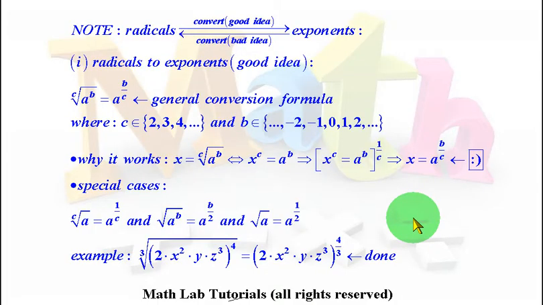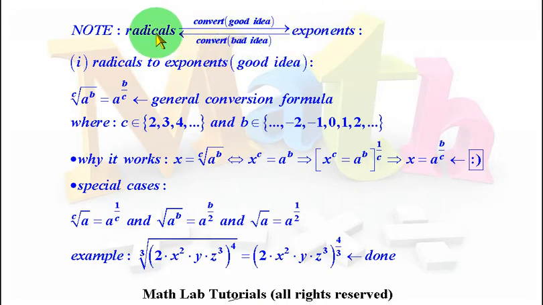This is video 5 of the video series on radicals, and I will show you how to convert radical expressions to expressions with rational exponents and vice versa. First we go through a note, and there are two ways to go here. We can take a radical and convert it to exponents, rational exponents, or we can take exponents and convert to radicals.